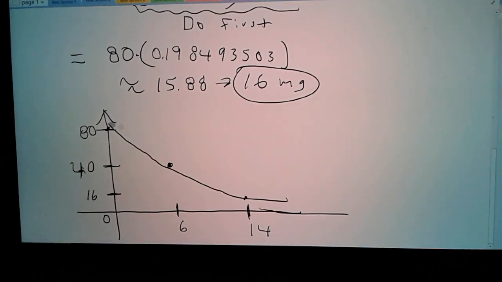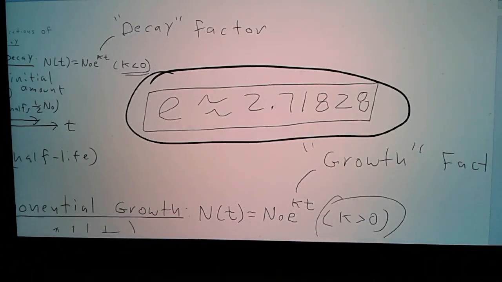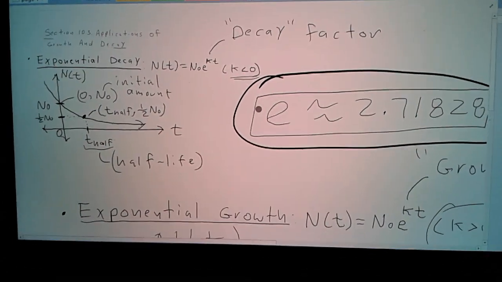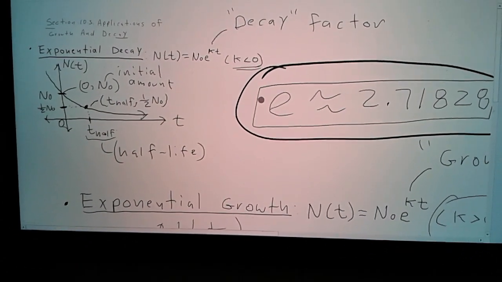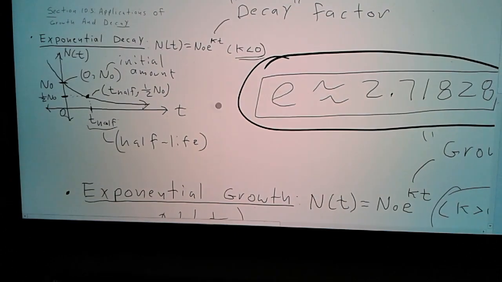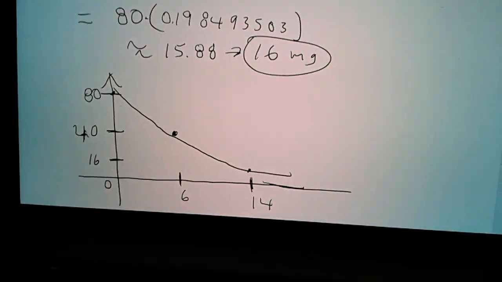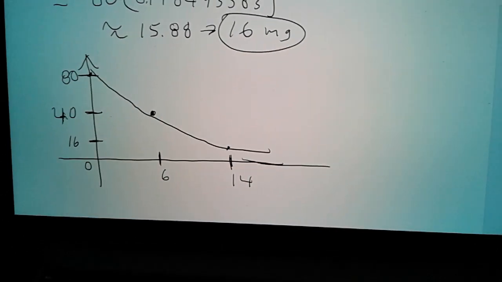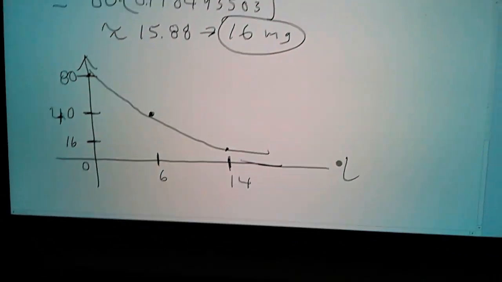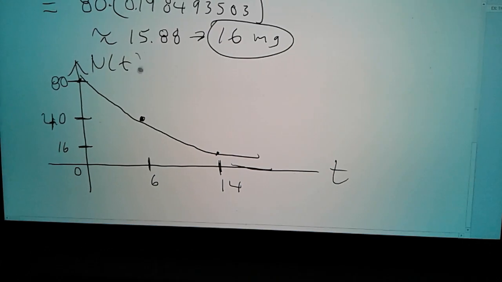So this looks almost like the curve that I drew over here. It has the same shape. It's decreasing, gradually decreasing until it gets to the t-axis as time goes on. Okay? So it's an example of exponential decay, basically.